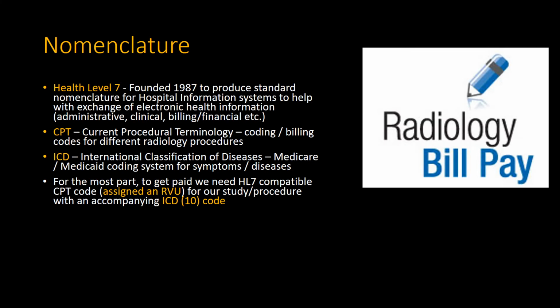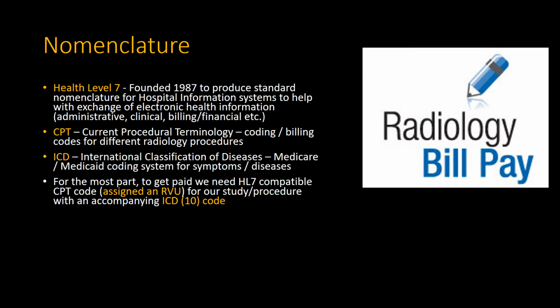You've got to go through nomenclature. I feel like physics is kind of like radiology in general, and you really just have to learn what all of these different things mean. Nomenclature, so HL7, or Health Level 7. This was founded in the 1980s to produce a standardized nomenclature for all hospital information systems so that you could exchange electronic health information, administrative, clinical, billing, and financial, amongst different healthcare entities. As part of this, things came into utilization like CPT codes, or Current Procedural Terminology codes. Those are codes used for billing for different radiology procedures. So literally every study that we do has a CPT code assigned to it for billing purposes.